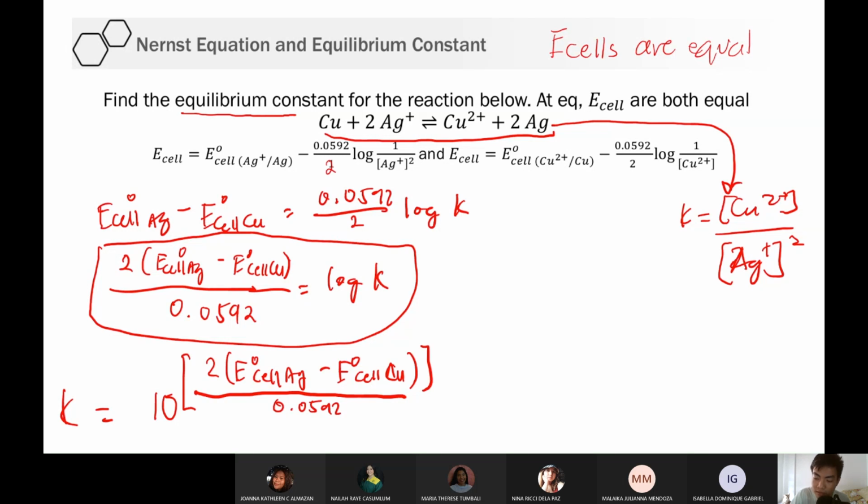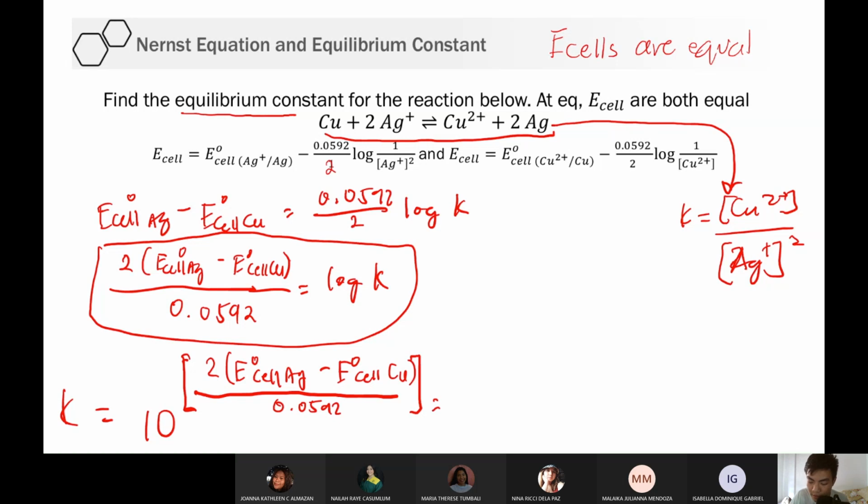Okay, so bakit may 10 dyan? Antilog, no? Remember the antilog that we use sa pH, no? Kapag gusto mo mawala yung log, edi mag-antilog ka. Okay? So, yan. So, that's 10 raised to whatever this thing is, you will get the K.